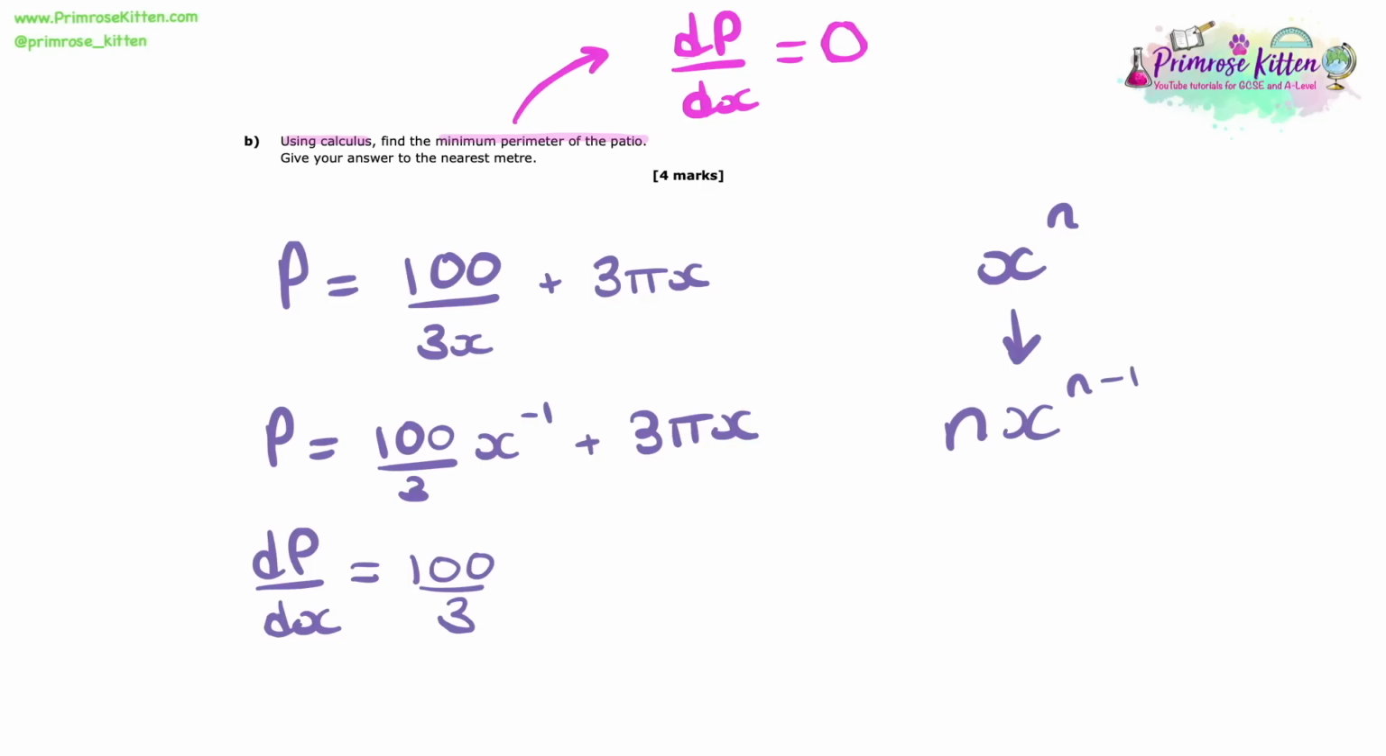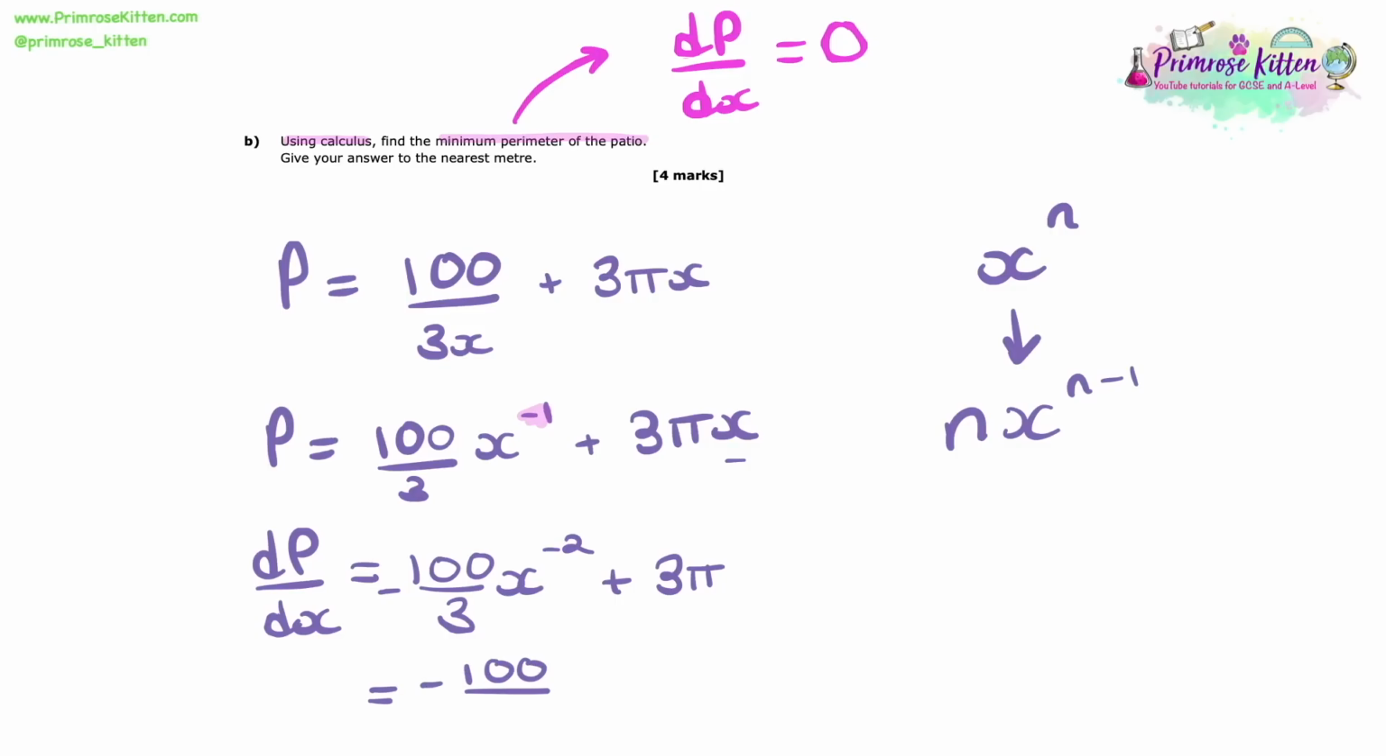But the power in this case is minus 1, isn't it? So we need to multiply through by the minus 1, giving us minus 100 over 3. Then if we subtract 1 from the power, we get x to the minus 2. Then we've got plus 3 pi x. We've said before, we'll say it again, whenever we differentiate an x term, the x just goes away. And that leaves us with just 3 pi, because pi is a constant, it's a number just like 3.